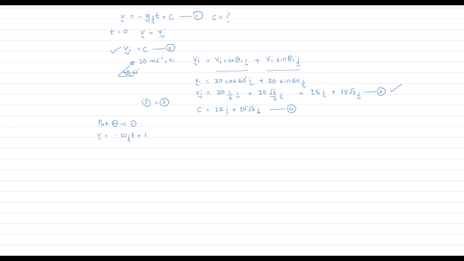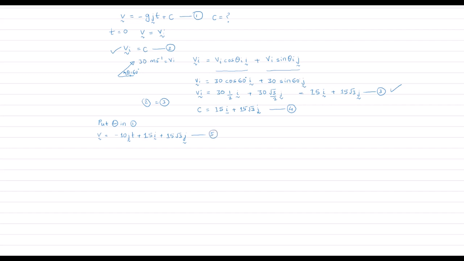So just put that value. This will be 15i plus 15 root 3 j. So what we have done so far is we have found out the value of the velocity, which we are going to use in the next set of equations. So let me call it number 5.